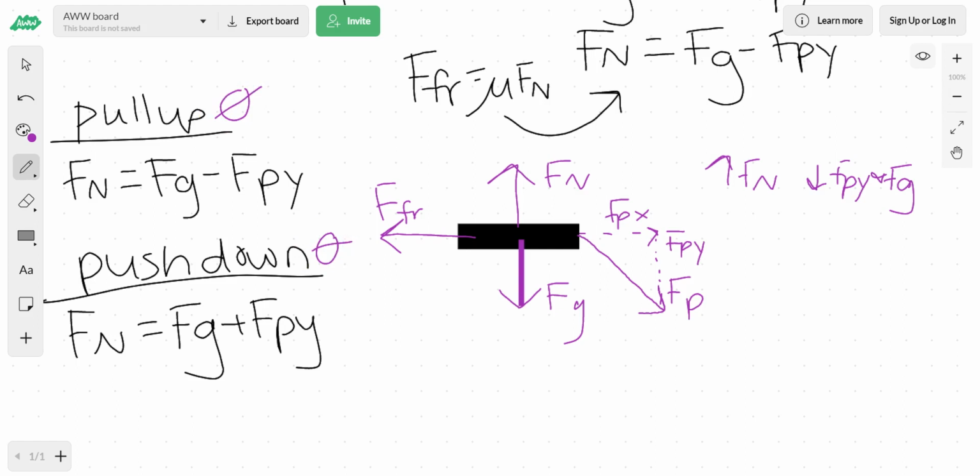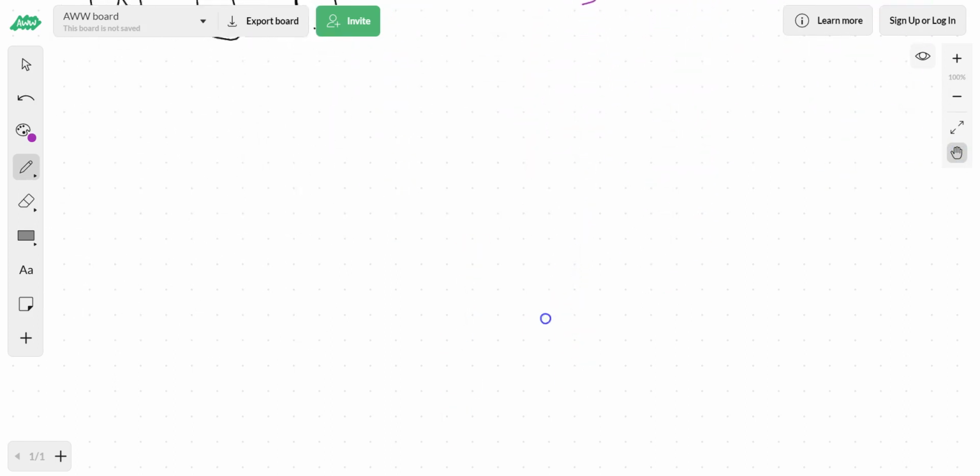Okay, so that's how you go about doing your free body diagrams related to your forces. Okay, so other force information, if we look at an inclined plane problem, just to make sure that we have this taken care of.